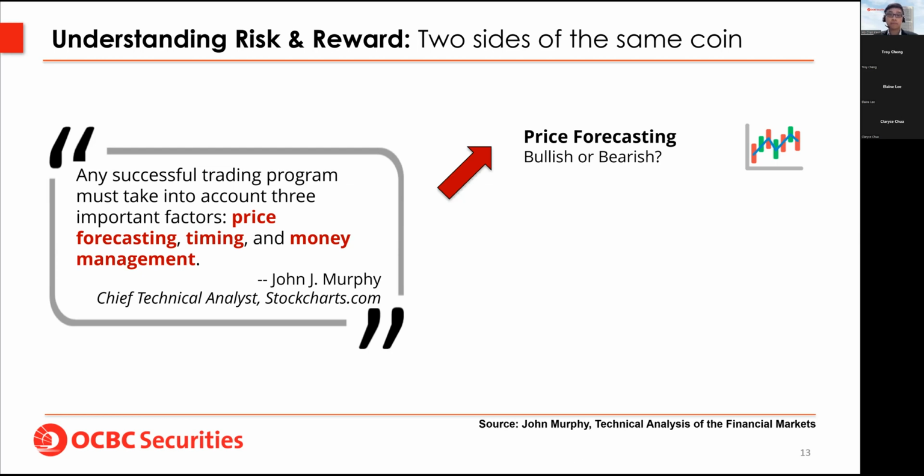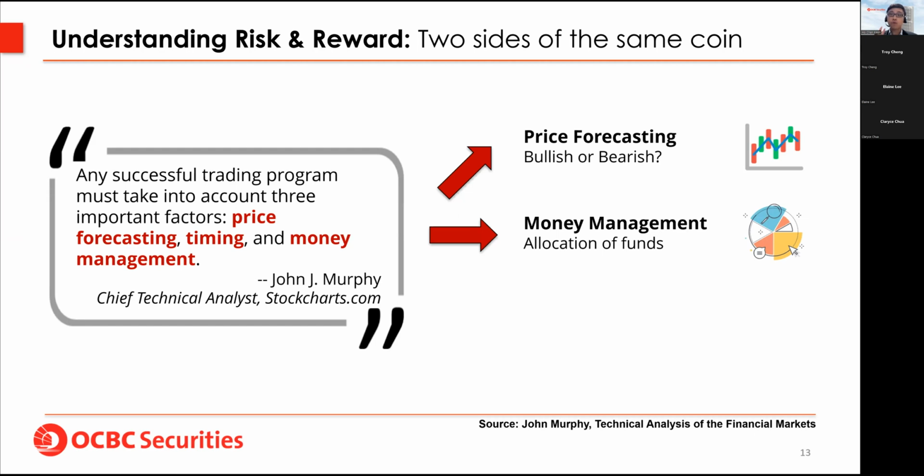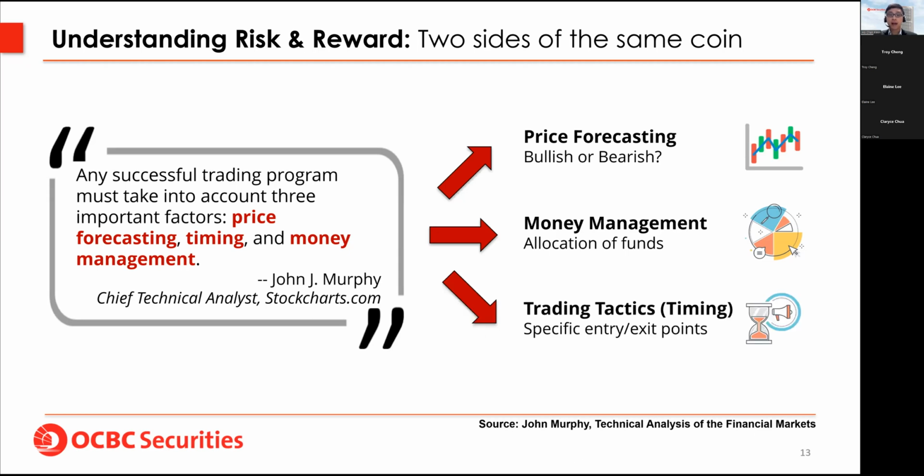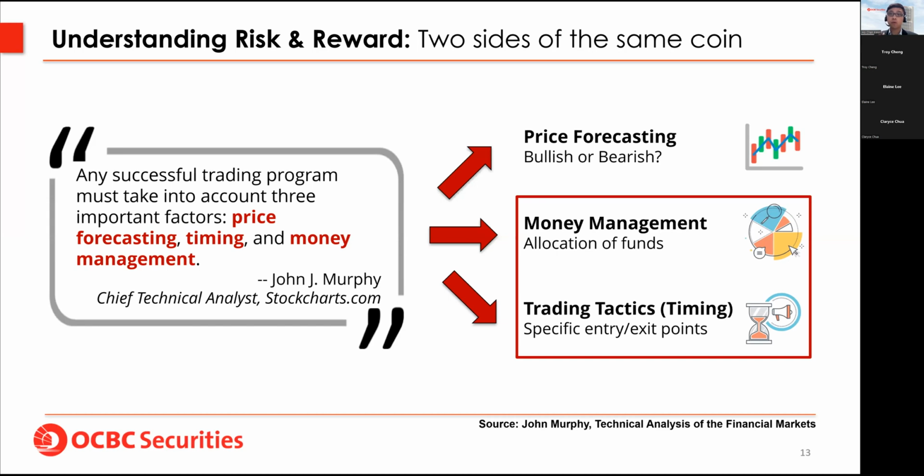So price forecasting helps us with what to do: buy or sell. Next, the other two factors John Murphy talks about are money management, the allocation of funds, which tells you how much to commit to a trade, and lastly trading tactics or timing, which tells you specific entry and exit points, that is, when to do it. So tonight, we'll be focusing on the two bottom pointers you see on your screen, money management and trading tactics.